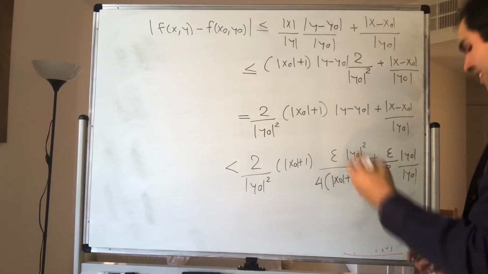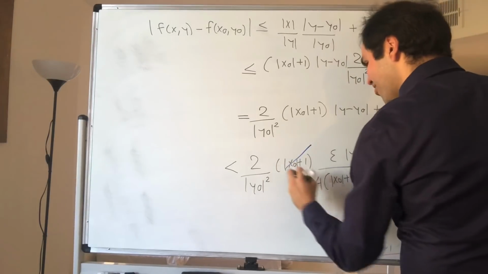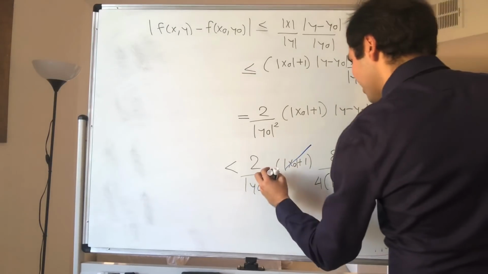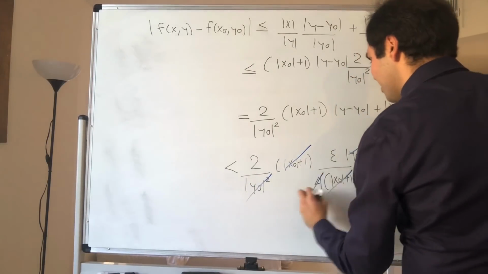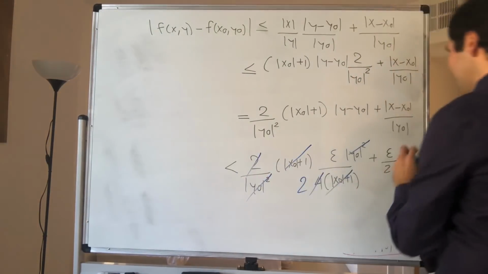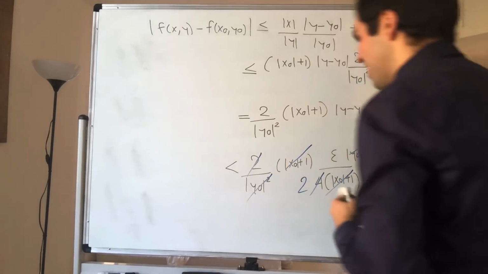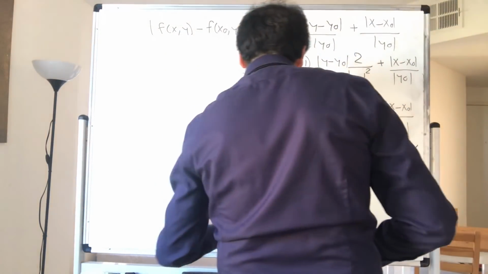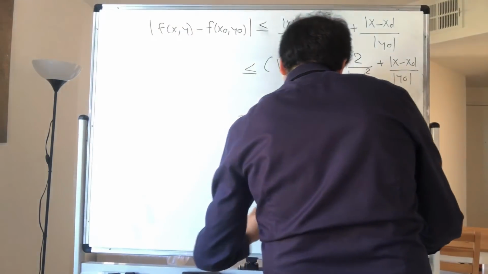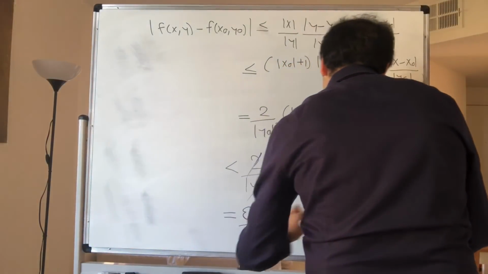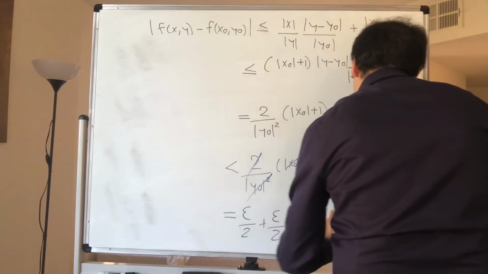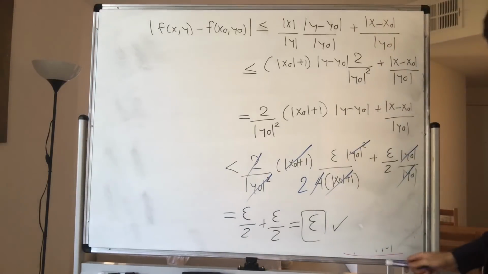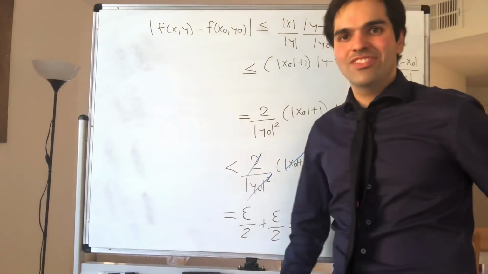And then you get finally the beautiful cancellation. This cancels out, this cancels out, this cancels out, and this becomes a 2. And then this and this cancel out, and you get epsilon over 2 plus epsilon over 2, which gives you epsilon. And therefore, division is continuous as well.